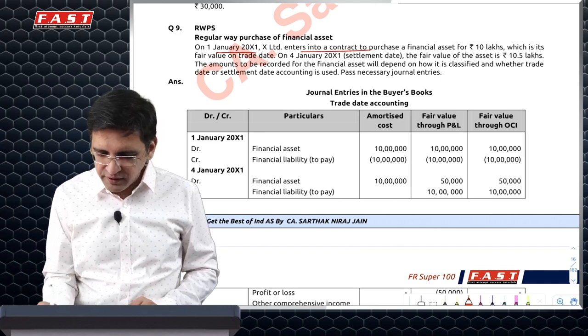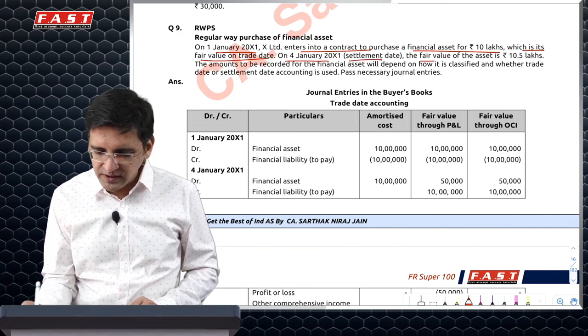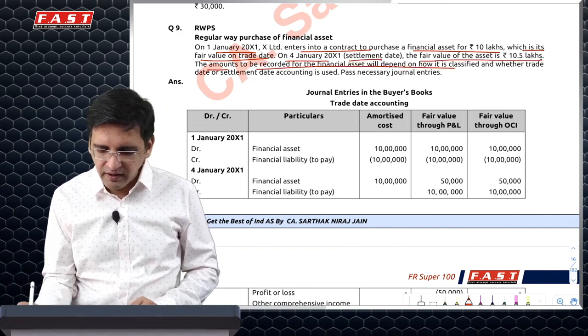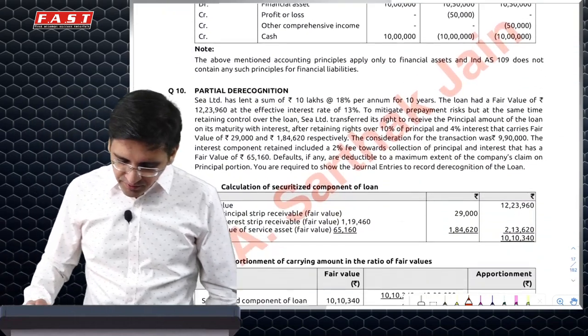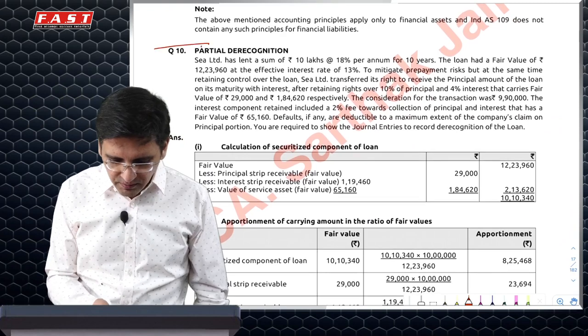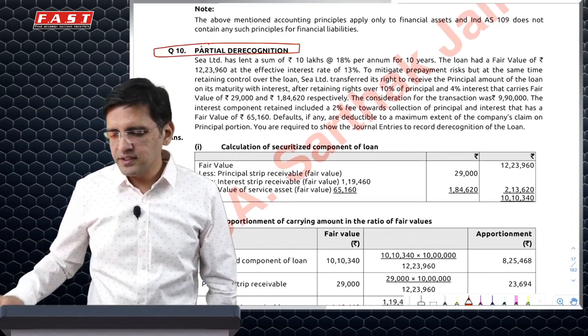On 1st January, you have entered into a contract of 10 lakh. Fair value on that date was the same. On 4th January, the settlement date, the fair value is 10.5. How will you record? And then they have done these kind of entries. So you can go through this particular question, but remember, gain or loss in either case should remain the same.